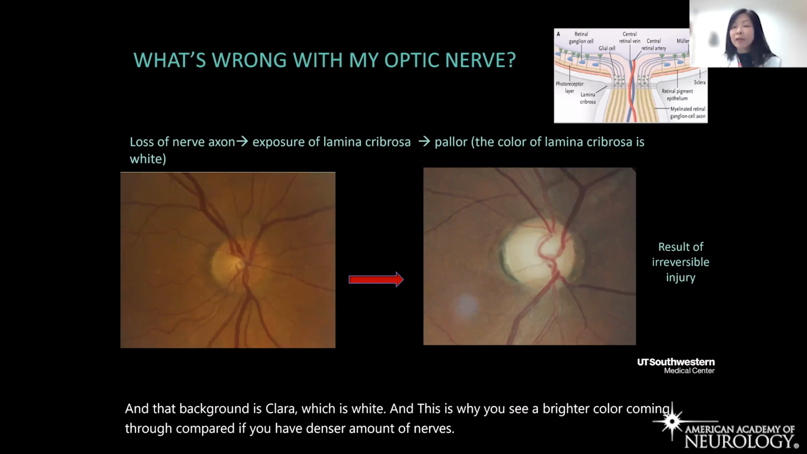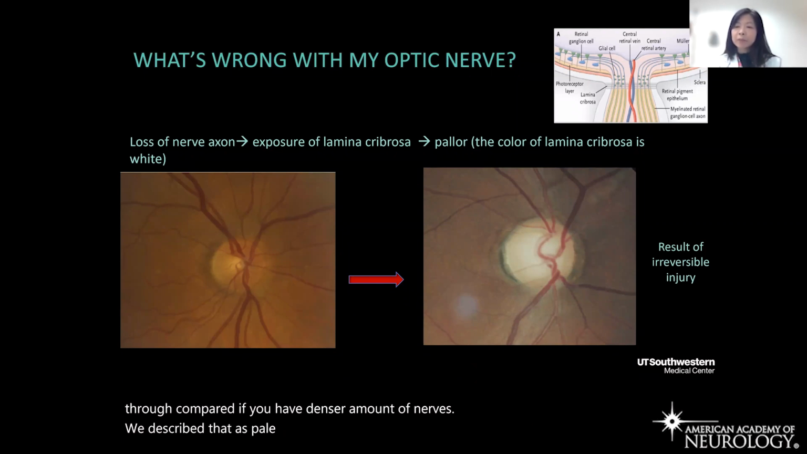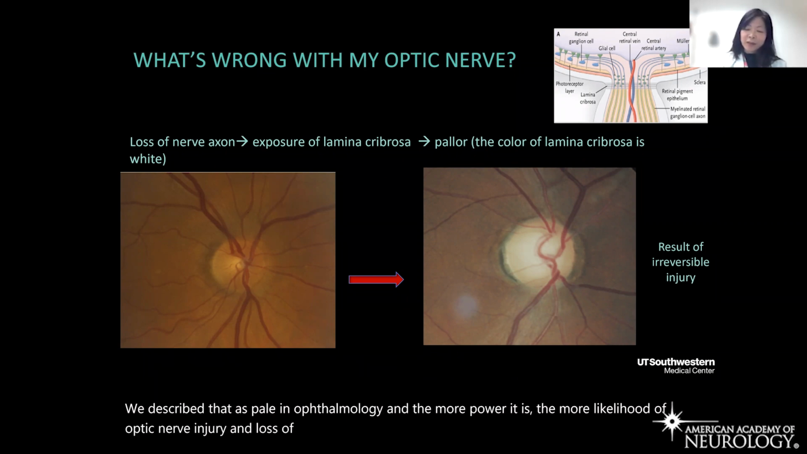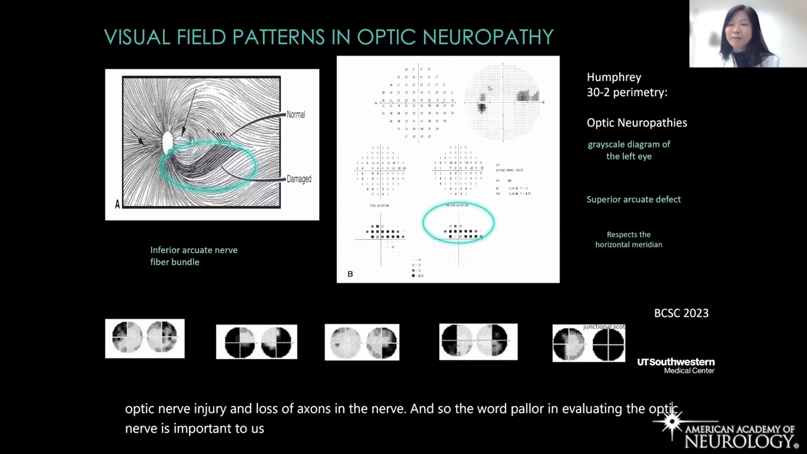We describe that as pale in ophthalmology, and the more pale it is, the more likelihood of optic nerve injury and loss of axons in the nerve. And so the word pallor in evaluating the optic nerve is important to us. So that's important to keep in mind also.